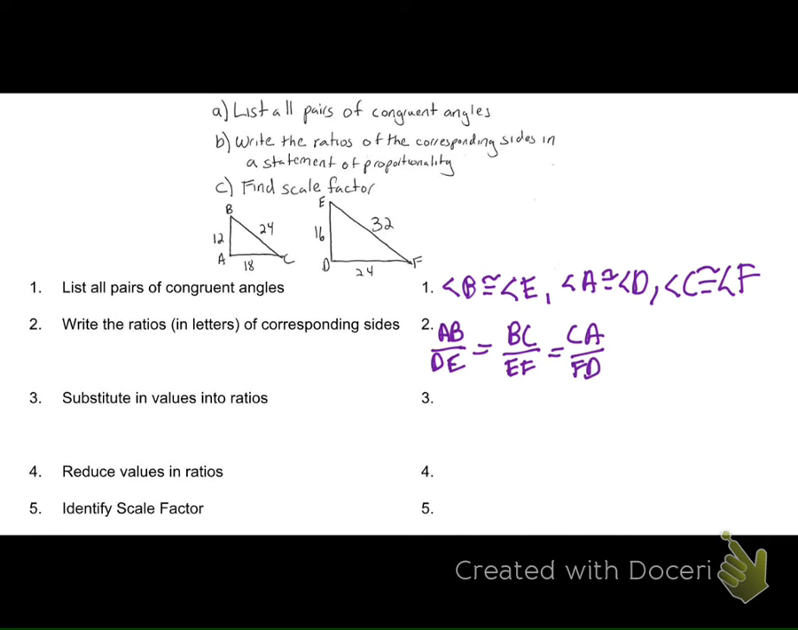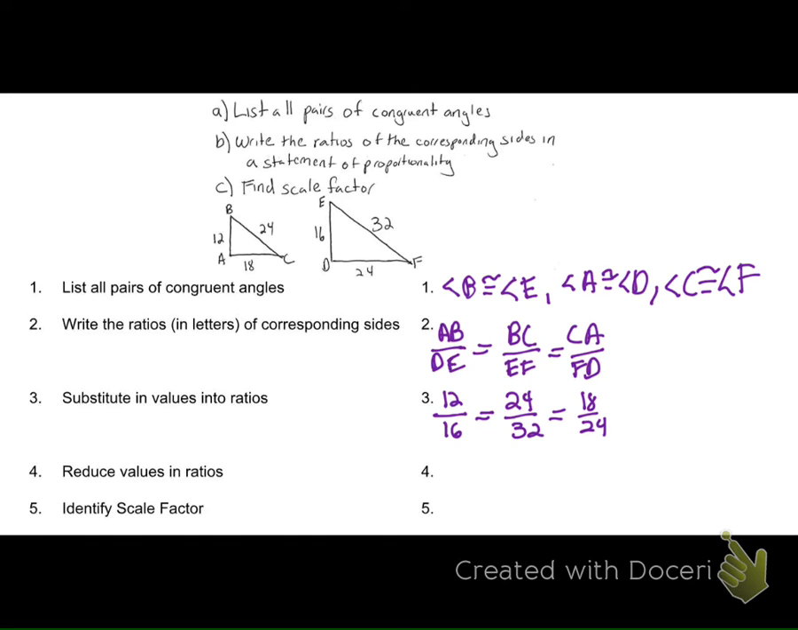Okay, with that, our second step after that is to now write out the numbers with them. So what is the distance of AB? 12 over 18. 12 over 16. We end up with 24 over 32, and we end up with 18 over 24. Now we've created those ratios. Now we have to reduce them.